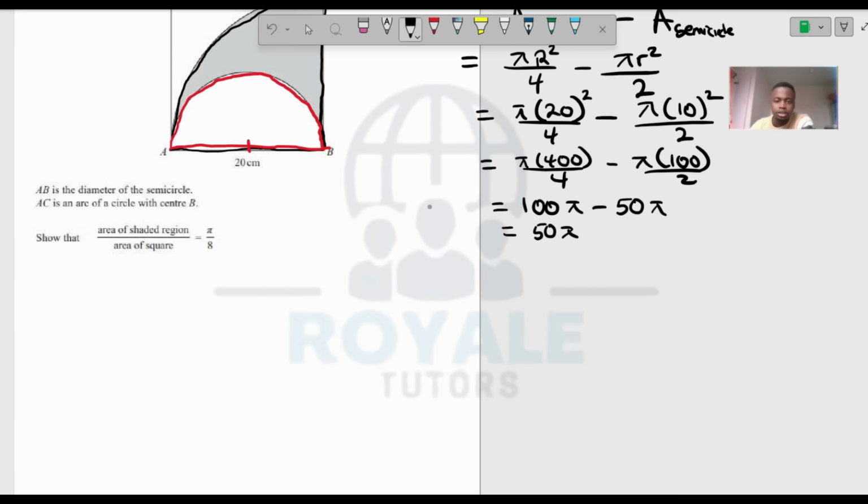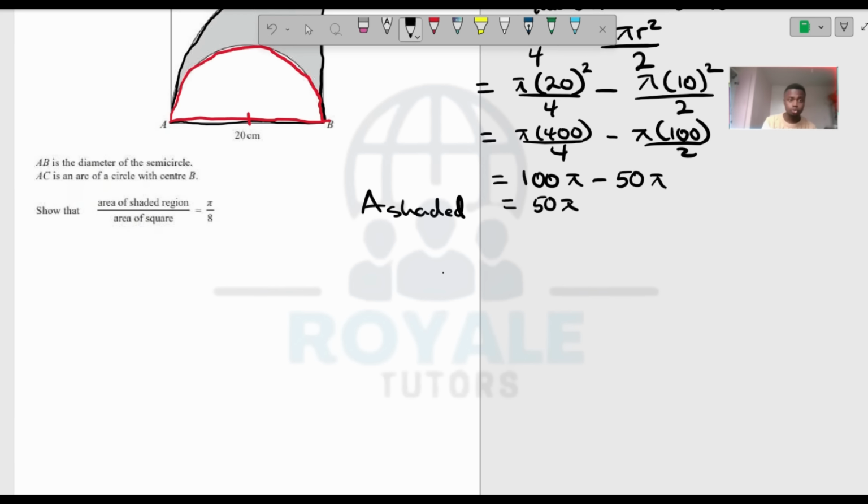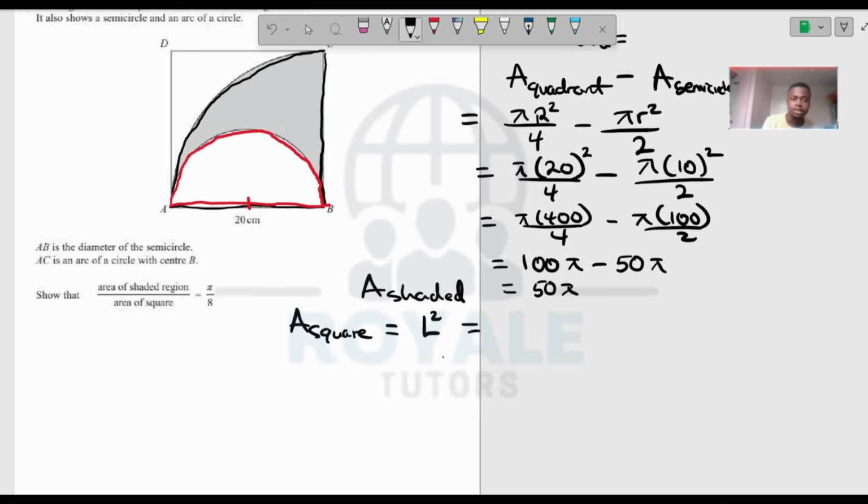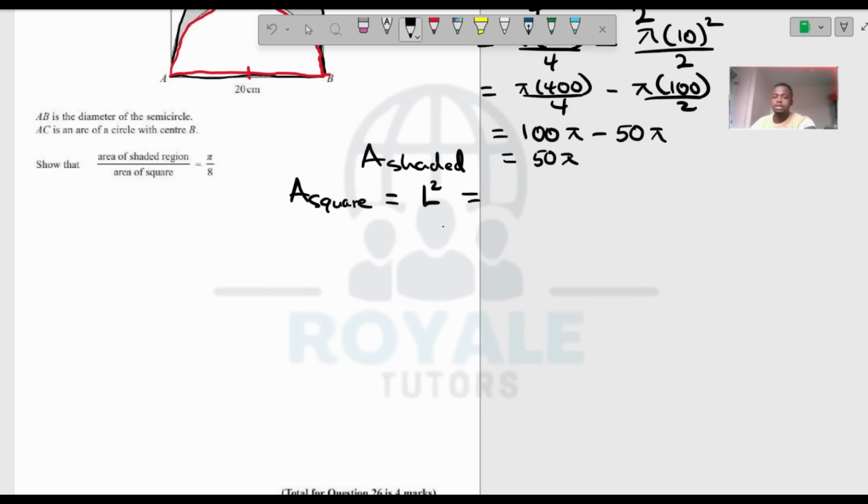That means area shaded is 50 pi. So let's get the area of the square. Normally area of a square is L squared, the length of the square multiplied by itself. Looking at it, the length of the square is 20 centimeters. So that will be 20 multiplied by itself, and this gives us 400.